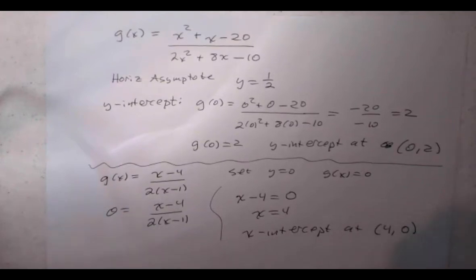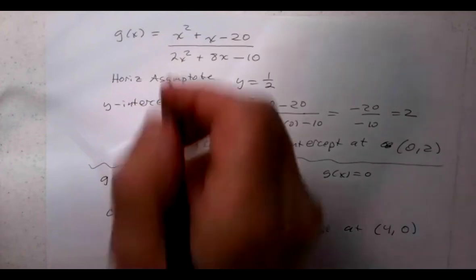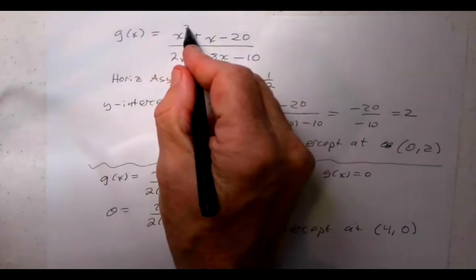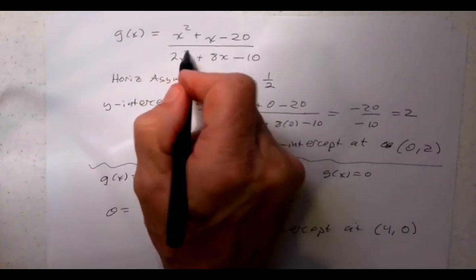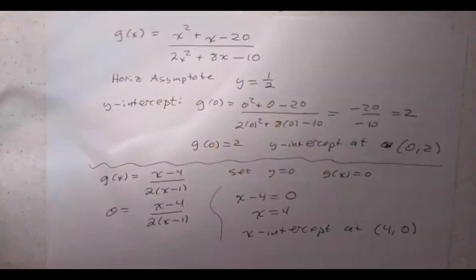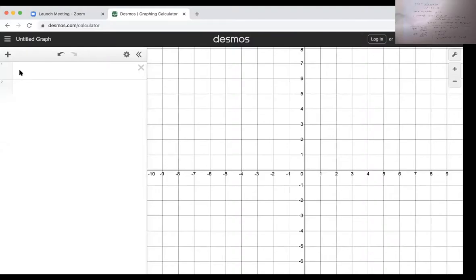So one y-intercept, one x-intercept, one vertical asymptote, no slant asymptotes. Again, the degree here is 2, the degree here is 2. The highest power upstairs is the same as the highest power downstairs. When that happens, you'll have a horizontal asymptote. You will not have a slant asymptote. Now let's go take a look at Desmos and see all of these things and try to make sense of them.